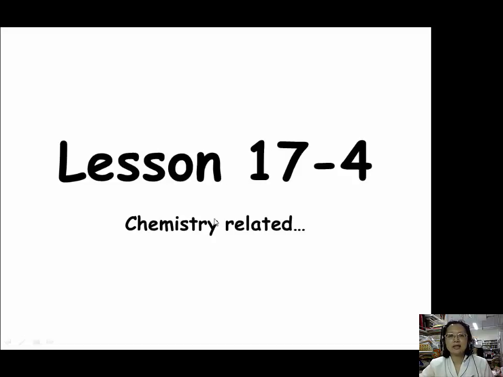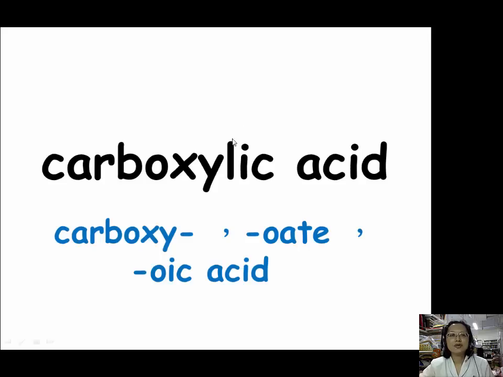Now let's finish lesson 17. We will learn more about the chemistry-related prefix and suffixes. The first one is carboxylic acid. Carboxylic acid is referring to any organic compound that contains a carboxyl group. Carboxyl group is COOH. And we can use this prefix carboxy, or the suffix OATE and the OIC acid for carboxylic acid.